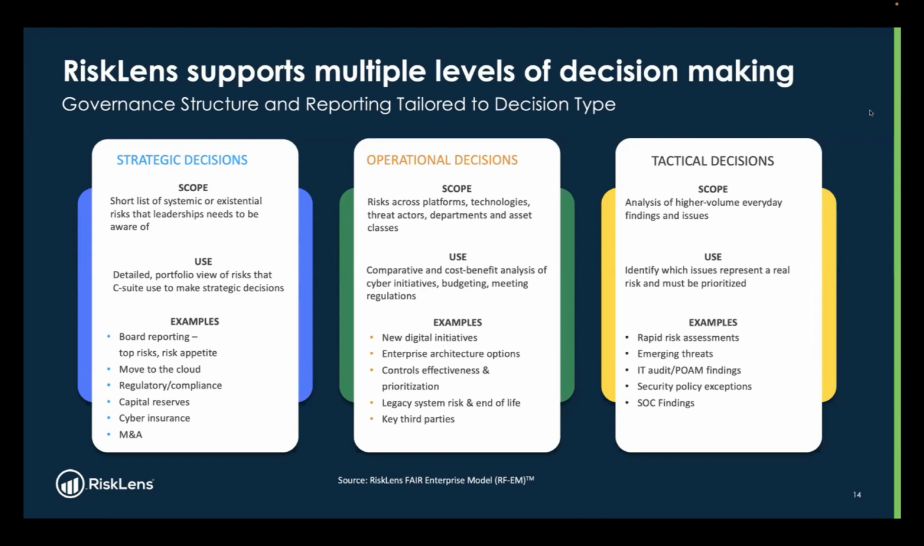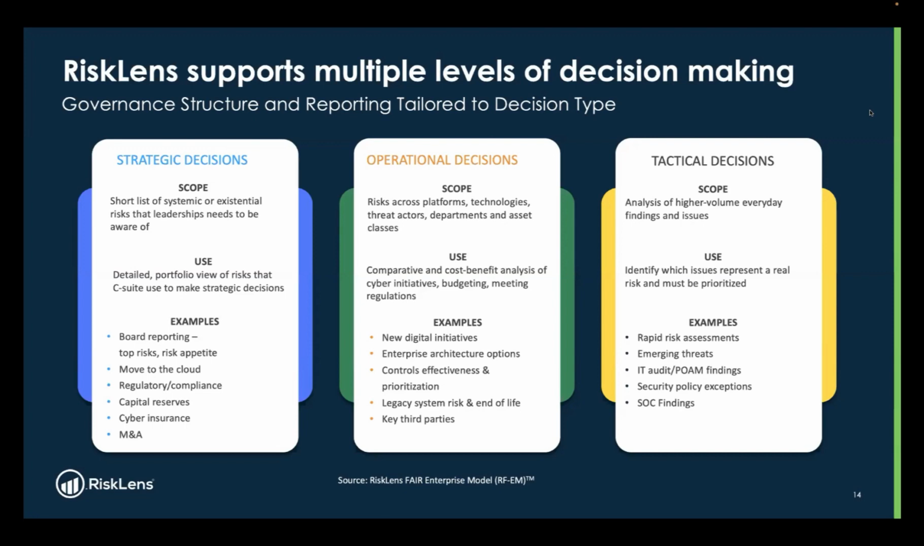And then the last is tactical decisions. I like to think of this as rapidly assessing the high volume of things that emerge in the day-to-day life of a security professional. So things like emerging threats that may pop up, audit findings, policy exceptions. A good way to think about this is taking a thing of concern that may have just arrived on your desk and wanting to understand, is this a 7-figure problem or is this a 4 or 5-figure problem?